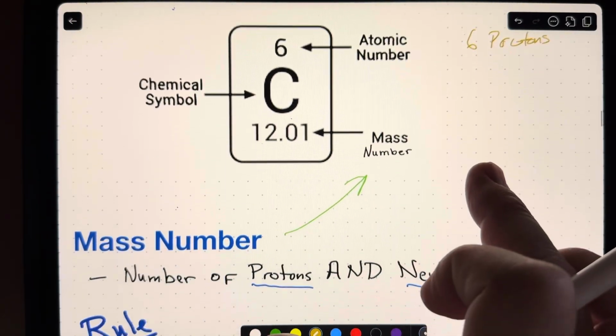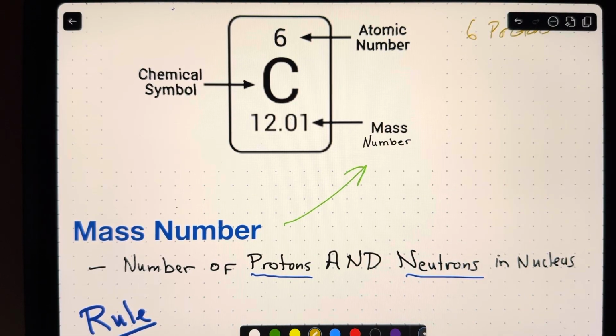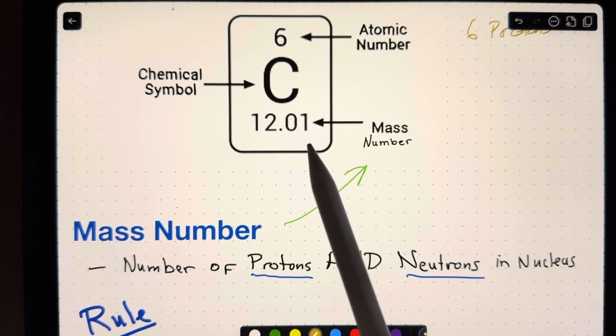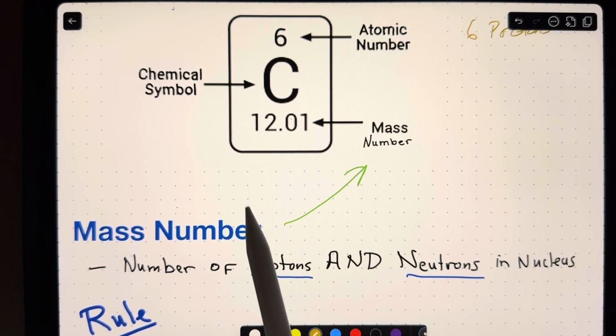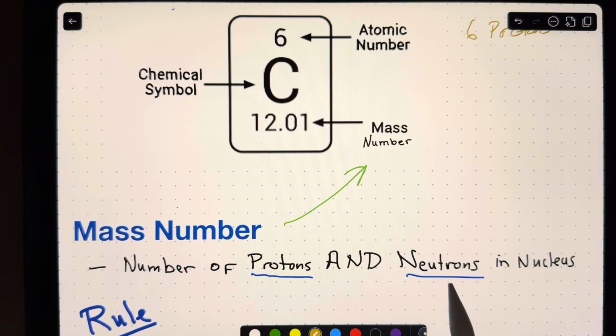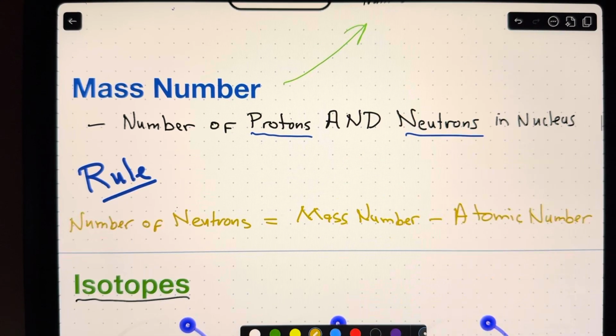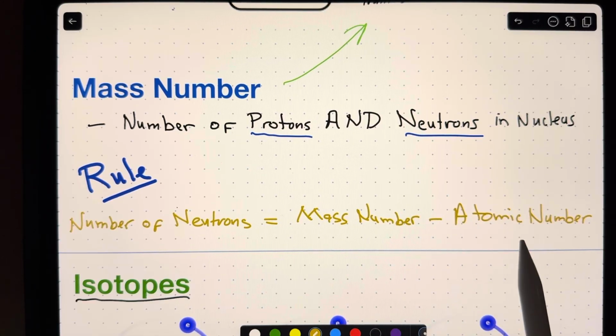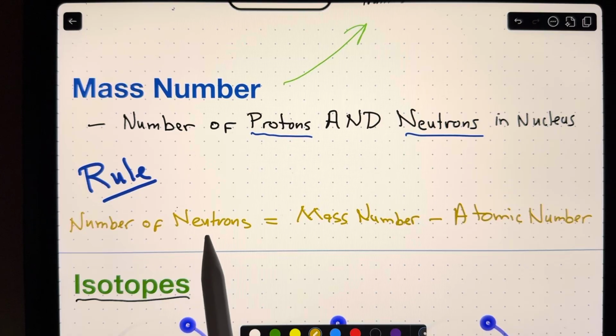Now, the next number is called the mass number. The mass number is simply this number right here. The mass number is the number of protons and the number of neutrons that you can find in the nucleus. And so this rule states the number of neutrons is easy to find. You just take your mass number and minus, anybody can do this, a first grader could do this, mass number minus atomic number gives you the number of neutrons.